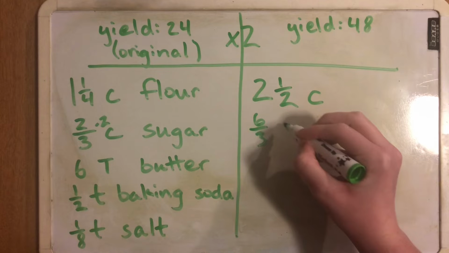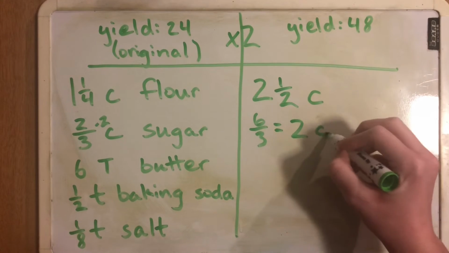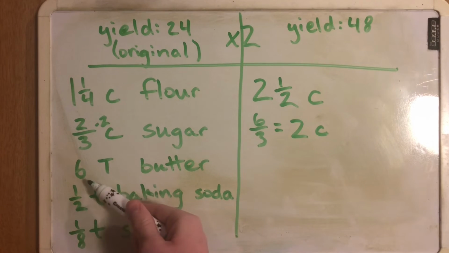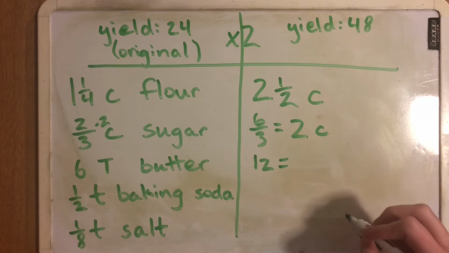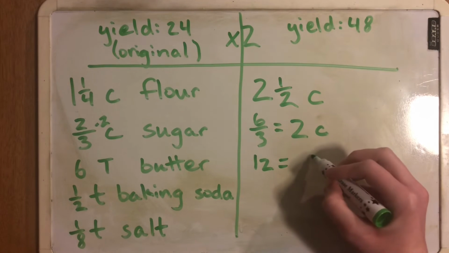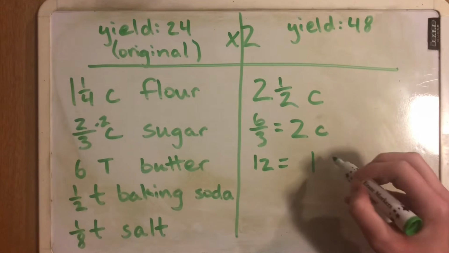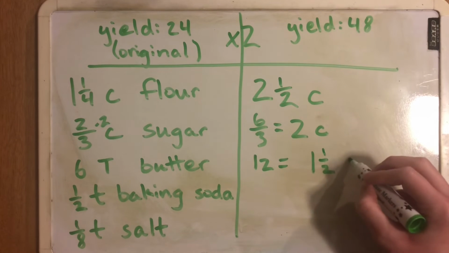Hold up. Why did Miss Scheidler think that 2 times 2 was 6? I don't know either. It should be 4/3, which would reduce down to 1 1/3 cups of sugar. We can divide the top and the bottom by 3 to get 2 cups of sugar. 6 tablespoons of butter times 2 is going to become 12. There are 8 tablespoons of butter in a normal stick, so that's going to be 1 stick plus 4 tablespoons you have left, so you'll have 1.5 sticks.